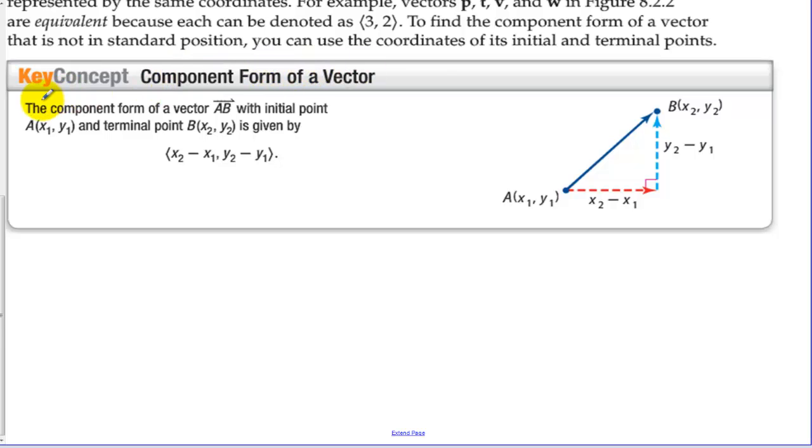Component form of a vector. The component form of a vector AB with initial point A(x1, y1) and terminal point B(x2, y2) is given by ⟨x2 − x1, y2 − y1⟩. So in order to find out what the x component is and what the y component is, you just subtract the x's and you subtract the y's.